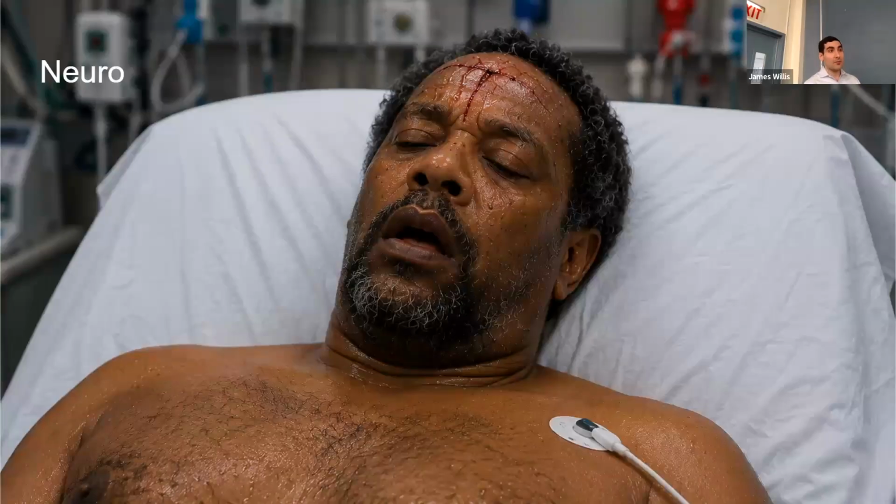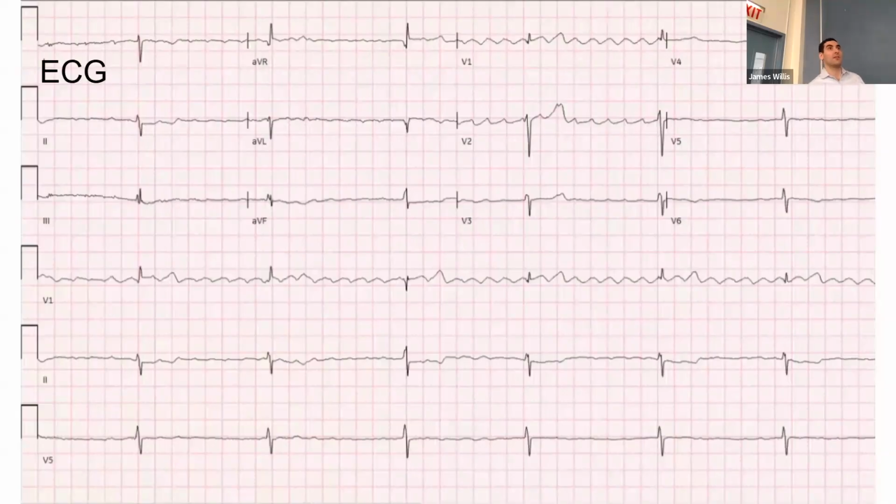Our neurologic exam, he's initially obtunded, not following commands. His GCS is 10, E3, V3, M4, and there's no improvement yet on reassessment. Okay, so here's our initial EKG.